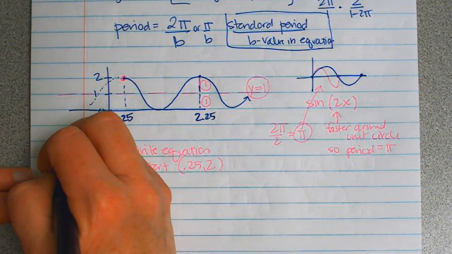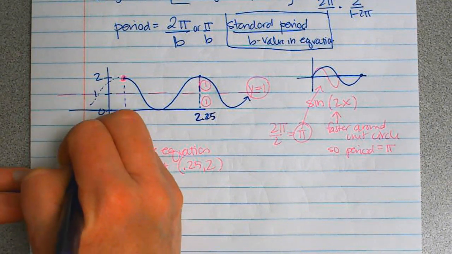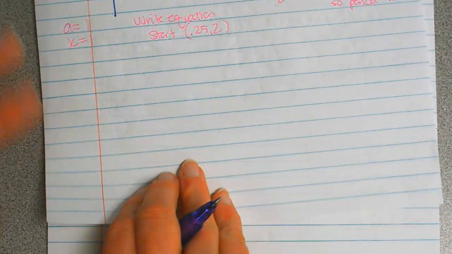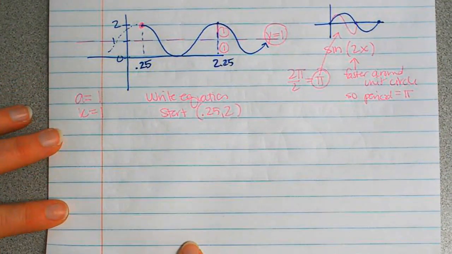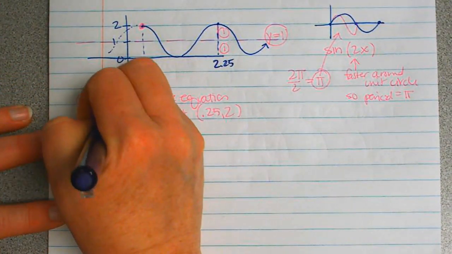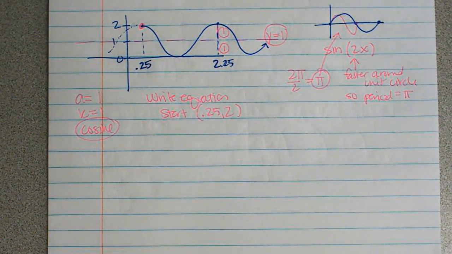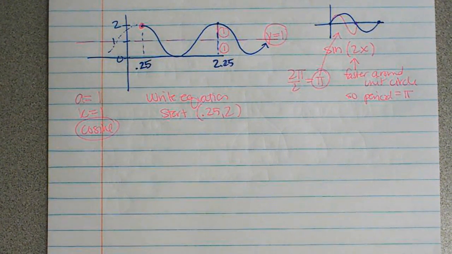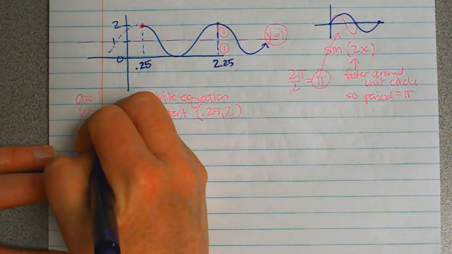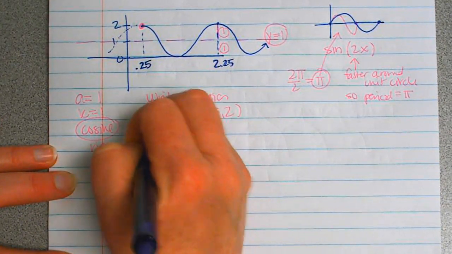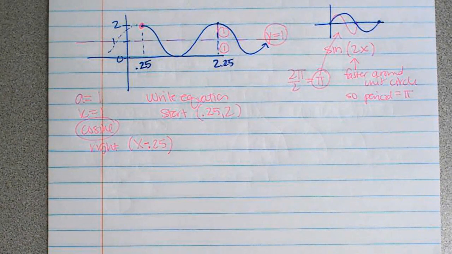The shift up, or the k value, is 1. You told me cosine. I need that. Cosine. That's good. Tell me what else you see. It shifted right 0.25. How do we put right in our equation? Right, so we're going to need x minus 0.25 somewhere in there. What else do you see?